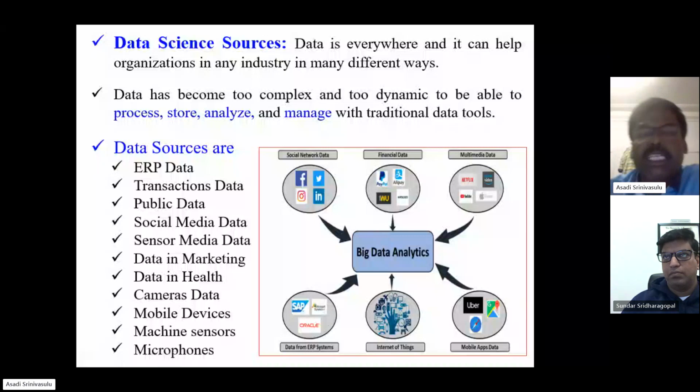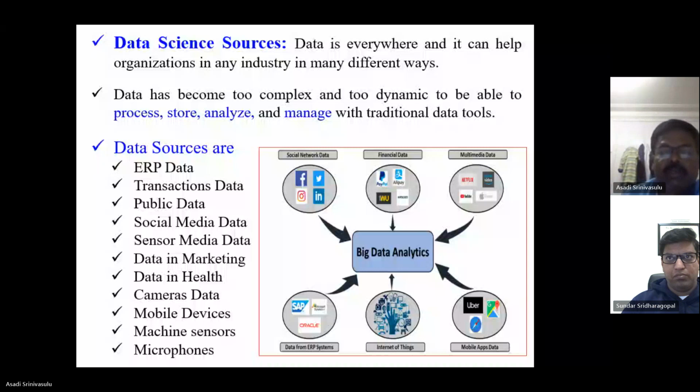And where is the data coming from, where is the source? The sources are like social network data, financial data, multimedia data, and data from ERP systems, Internet of Things, mobile apps data. We are getting multiple data from multiple sources. Not only this, we have data in marketing, sensor media data, social media data, data in health, and microphones data, audio, video, text, graphics, animation.